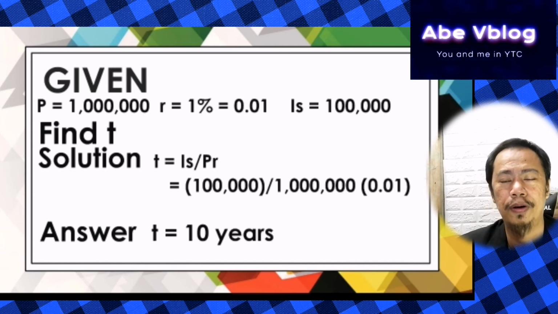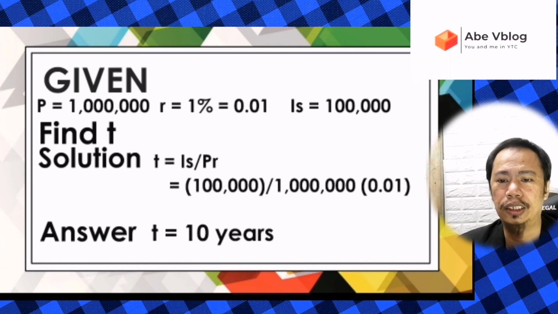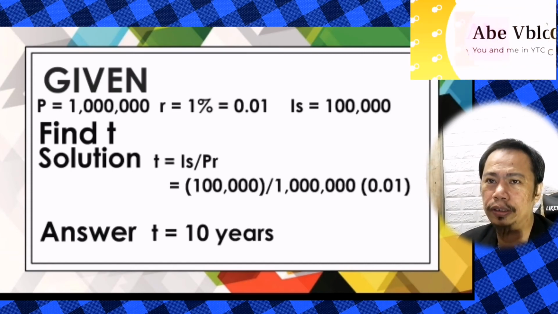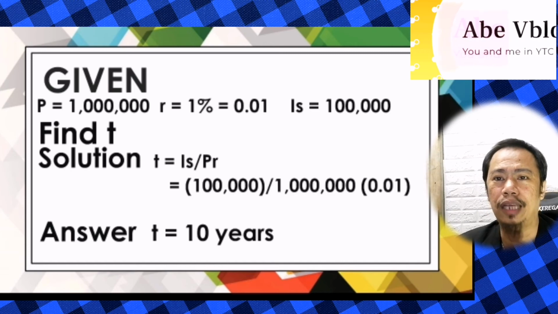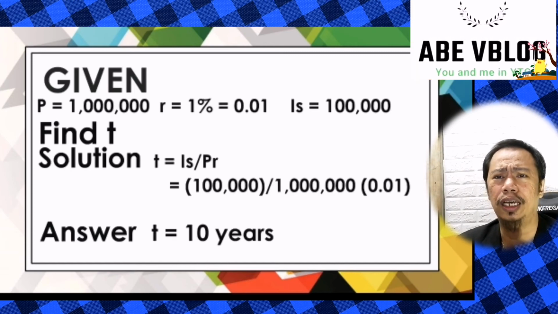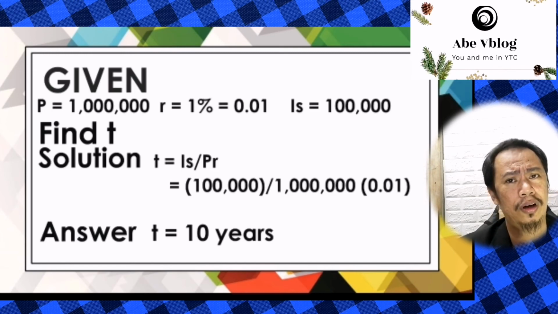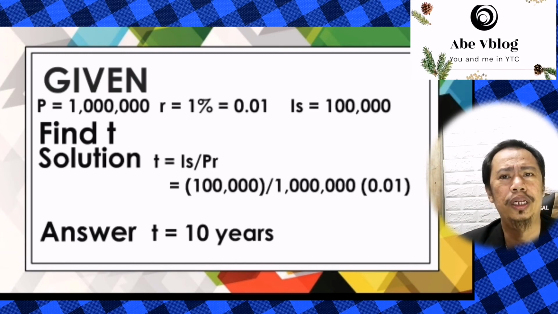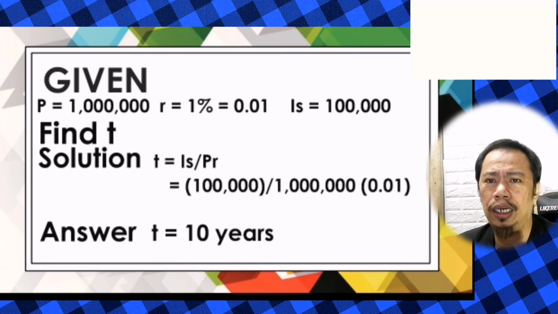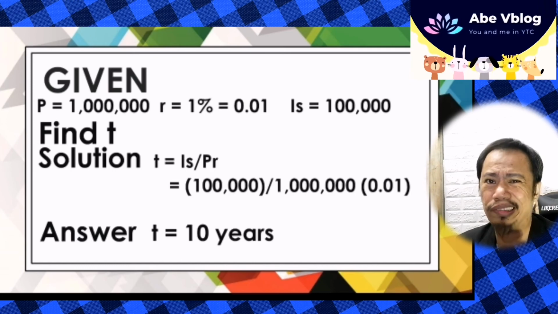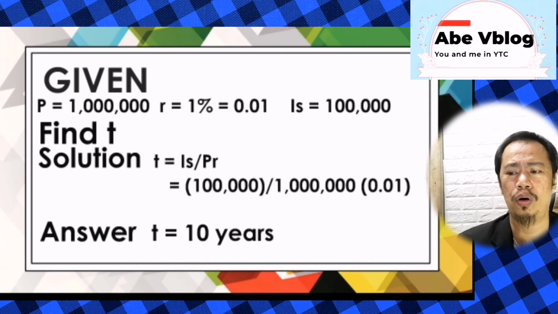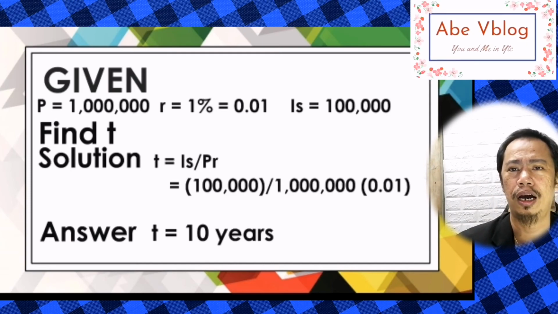So T is equal to IS over PR. IS is 100,000, P is 1 million, then 0.01. Then we get 10 years. So if you have 1 million and the interest rate is only 1% per annum, you will get 100,000 interest in 10 years. So 10 years pa bago kayo magkaroon ng 100,000 sa bangko or sa investment.